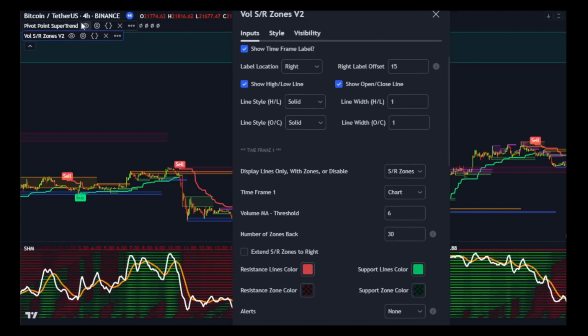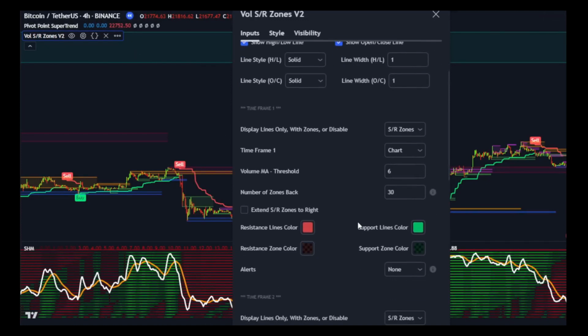For this trading system I suggest the 4-hour time frame, since it allows us to catch a big trend much better than when we are in smaller time frames. First we change the volume MA threshold from 6 to 8. And the number of zones back from 30 to 33.